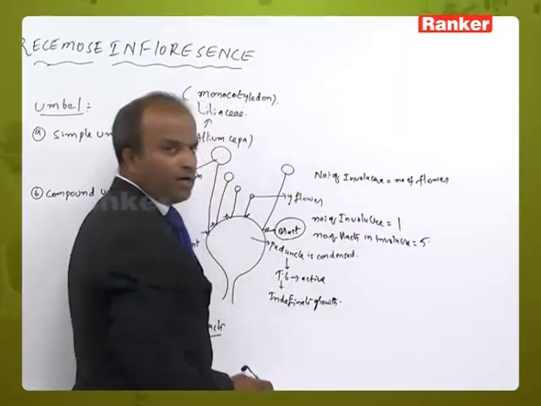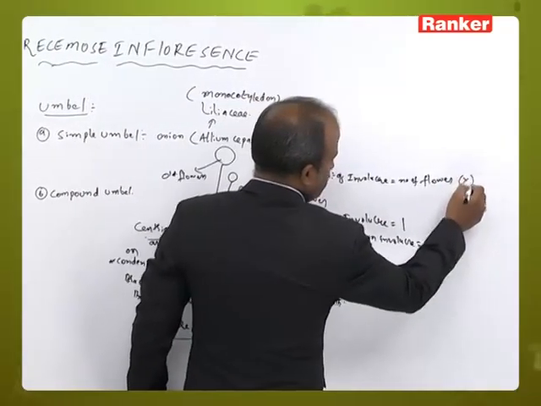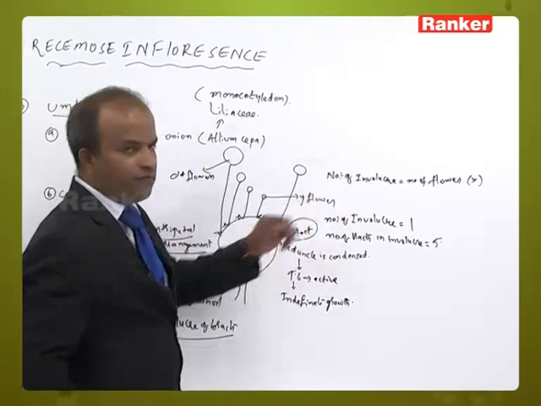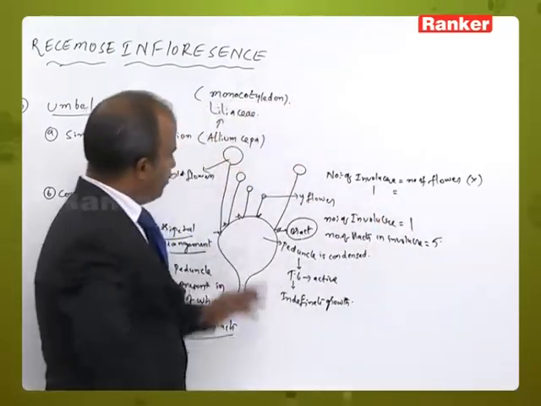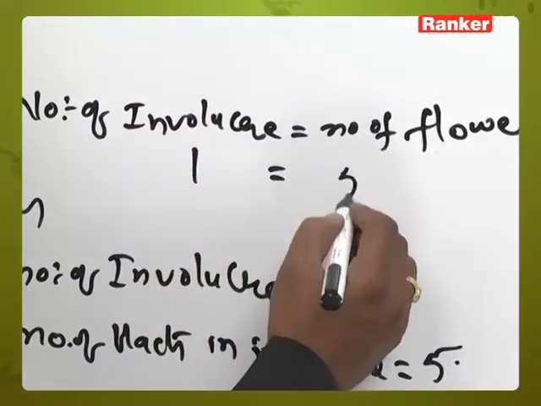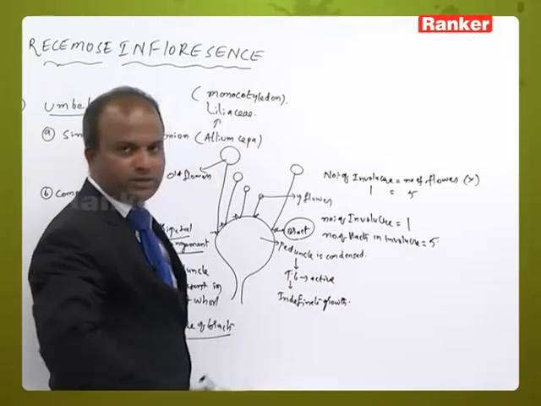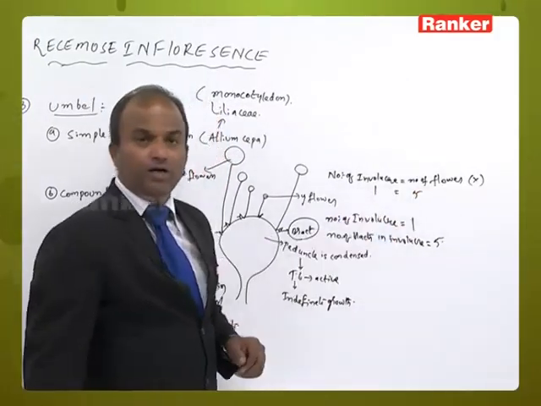Whether it is right or wrong option means it is one of the wrong options. Why? Because the number of involucres, how many? 1. Number of flowers, how many here? 1, 2, 3, 4, 5. That means whether they are resembling the same figure here? No. That's why it is one of the wrong options.